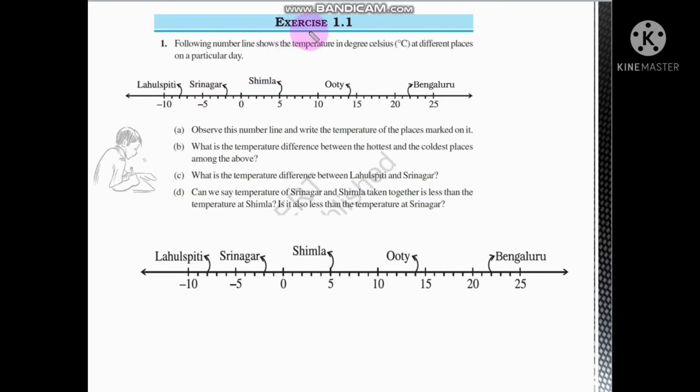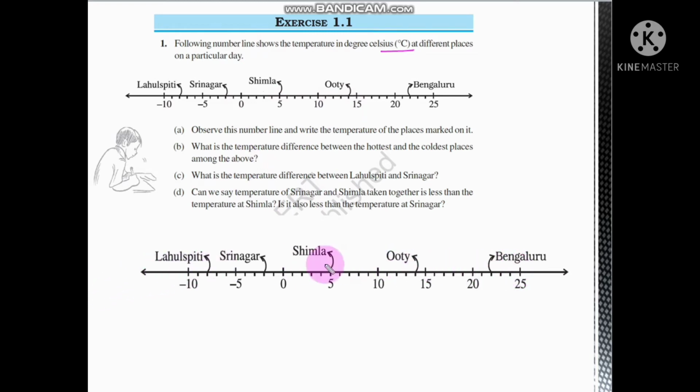So exercise 1.1. Look at the first question, children. The following number line shows the temperature in degrees Celsius at different places on a particular day. So here is a number line and there are temperatures of different places on a particular day. The temperatures were in degrees centigrade. Now let us answer these questions by the number line. See the number line over there.